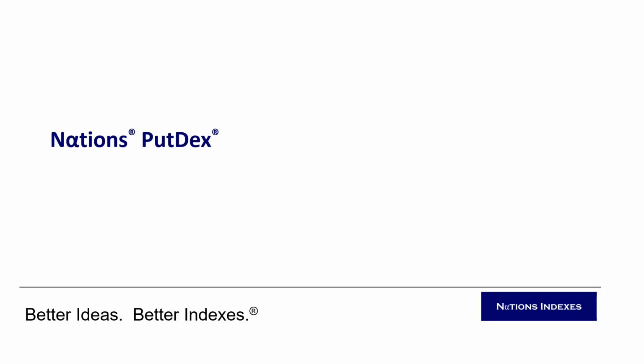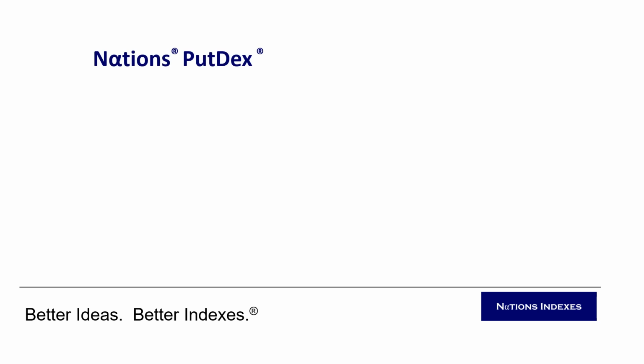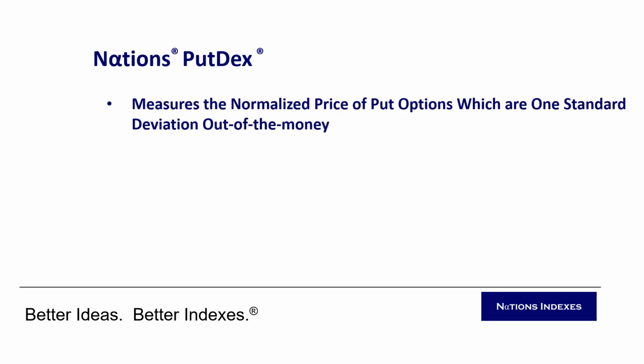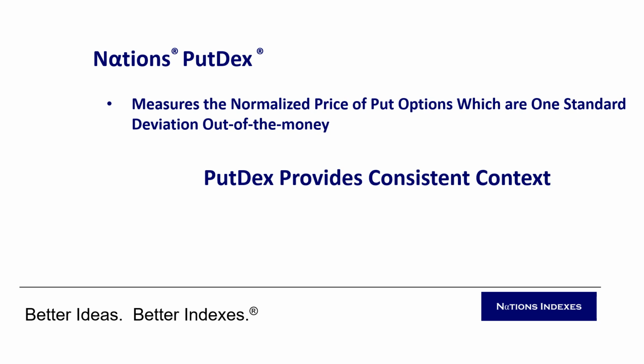Since you now have an objective, consistent measure of the cost of out-of-the-money puts, you have more insight. Let's learn about the Nations PutDex index. PutDex measures the normalized price of put options, which are one standard deviation out of the money. That translates to a put option with a delta of approximately -16.